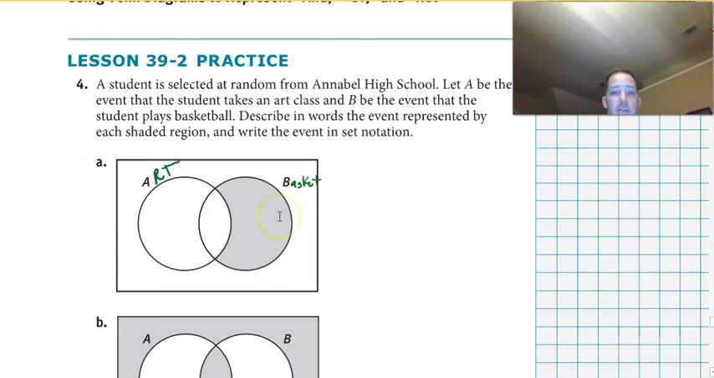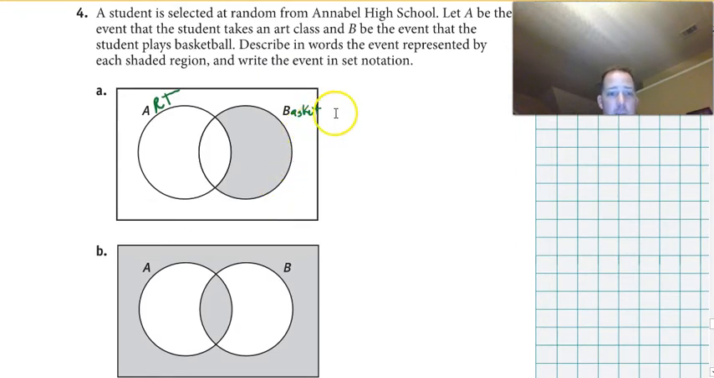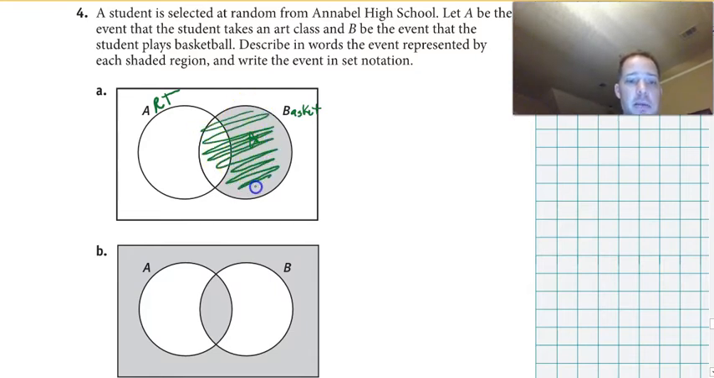Describe in words the event represented by the shaded region. Okay, so this one is kind of interesting here. I see this shaded region right here: just basketball, and not art. So if I shaded this whole region right here, that would be the probability that they're in basketball, right?